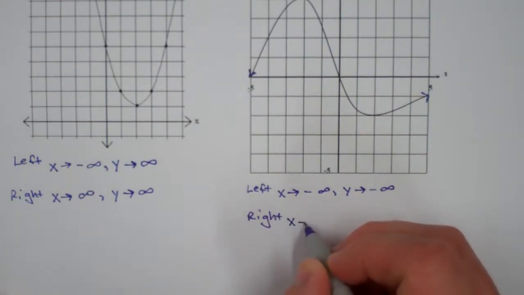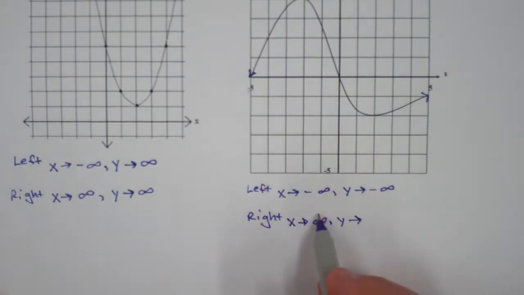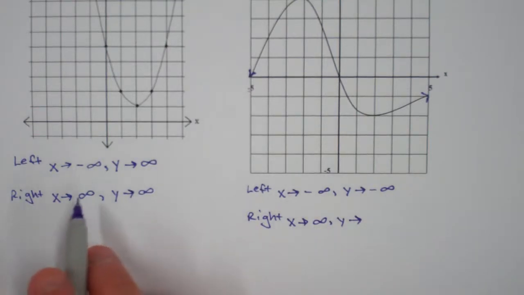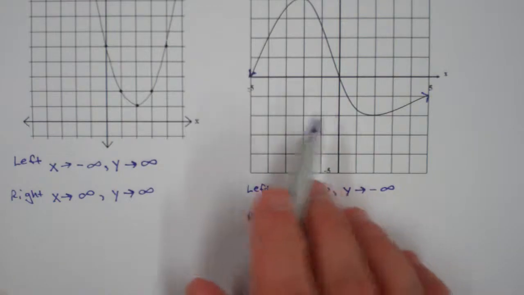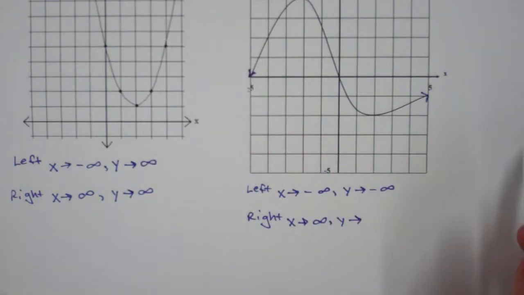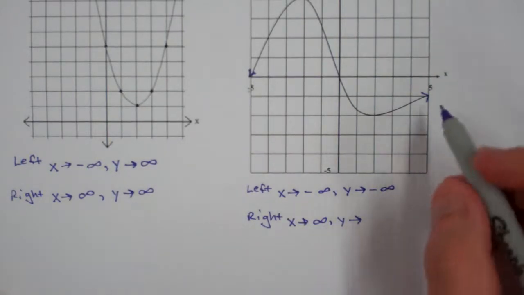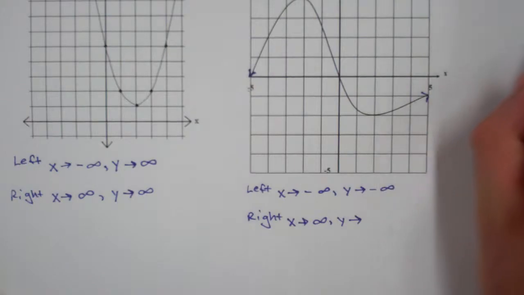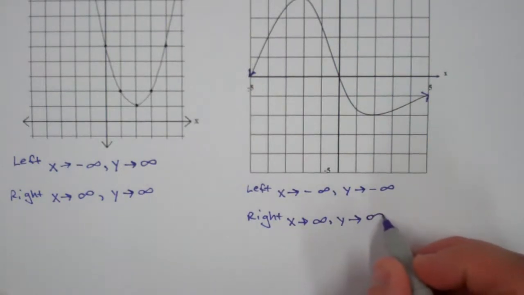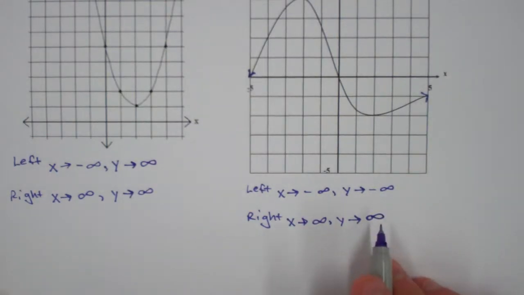The right end behavior would be as x approaches infinity, y approaches some value. So this will be the same. You'll notice that it's the same for each one, but whatever that y value is can be different for an individual graph. You can approach infinity or negative infinity or even a value. As we look at this graph though to the right, this graph looks like it continues upward, and it will continue outbound. It will keep climbing.